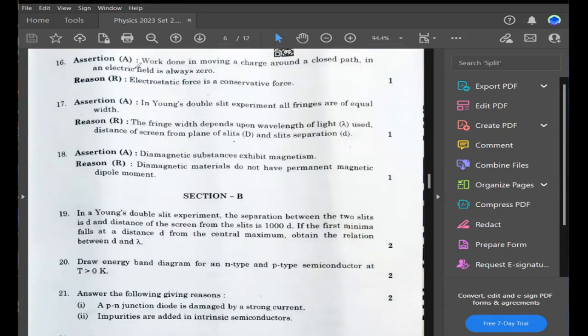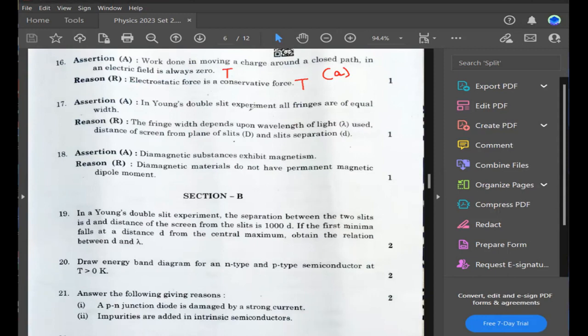Next 3 questions are assertion reasoning questions. The first part is: work done in moving a charge around a closed path in an electric field is always 0. So this is true. Electrostatic force is a conservative force. This is also true. Here the reason is the correct explanation of the assertion. So the correct option is A. Conservative forces are those due to which the work done in a closed path is equal to 0.